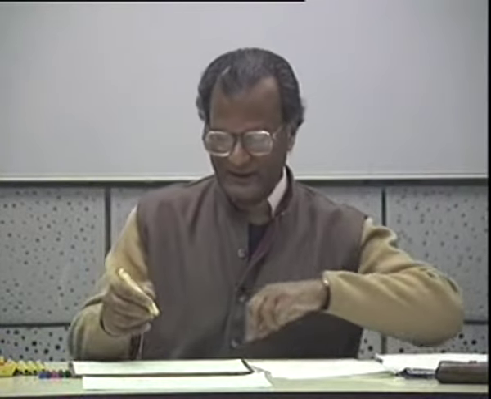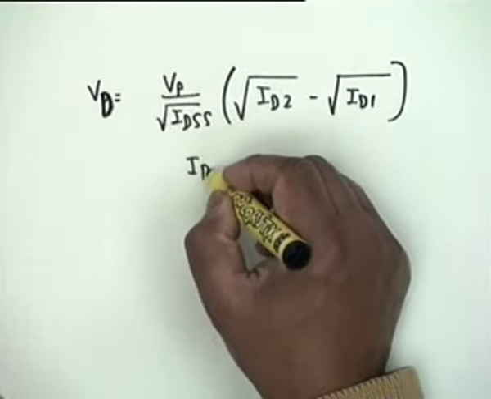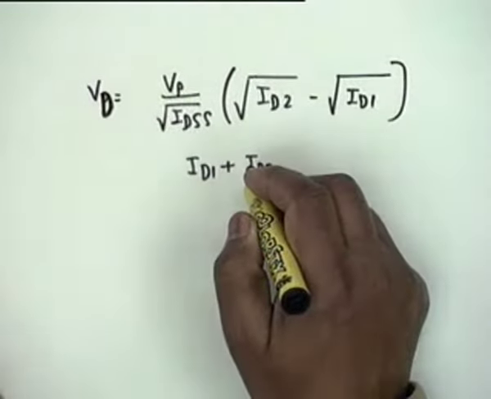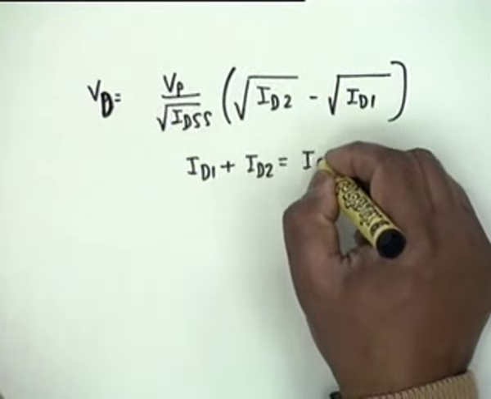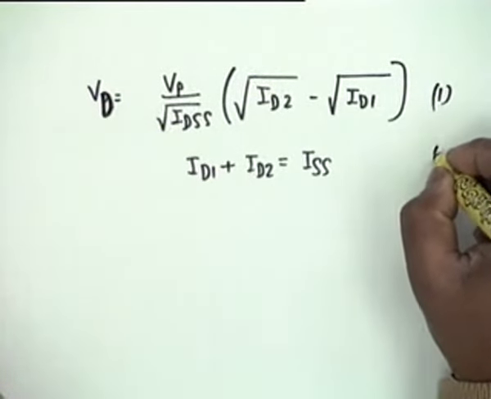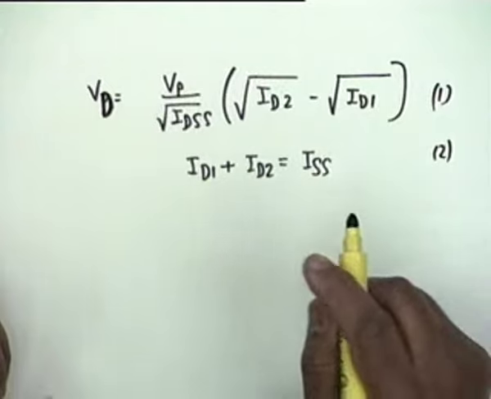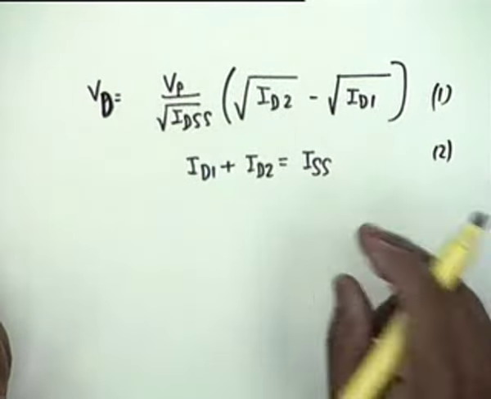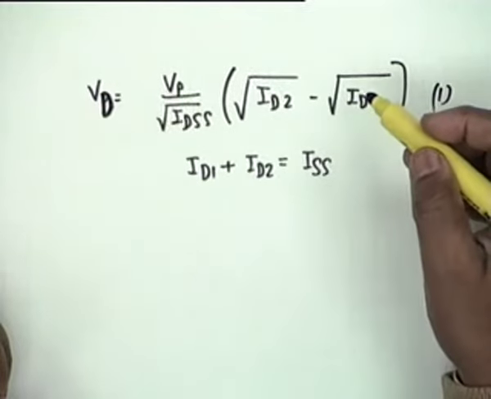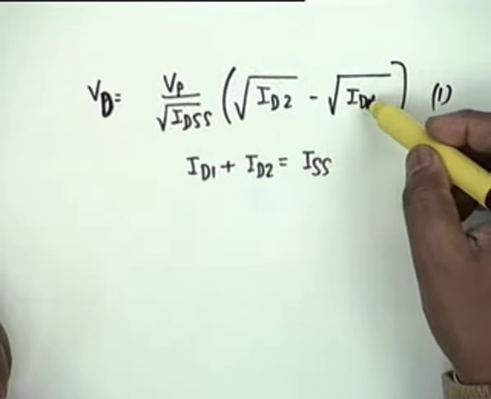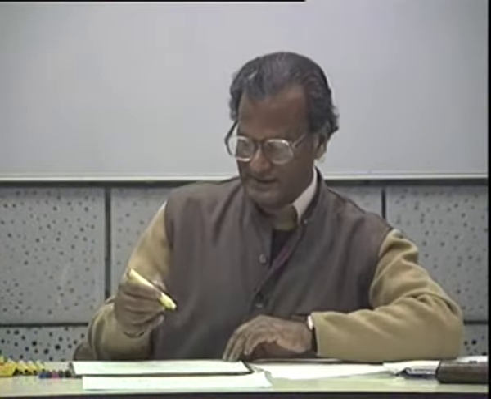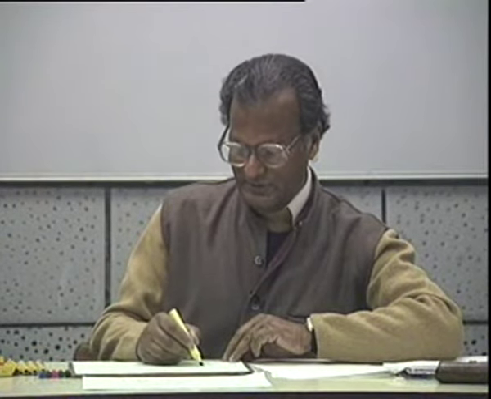And the other relation is ID1 plus ID2 is equal to ISS. These are the two relationships which, when simultaneously solved, will give you expressions for ID1 and ID2. This is our aim, to find out expressions for ID1 and ID2 in terms of VD, VP, and IDSS. And this algebra, again I leave it to you.